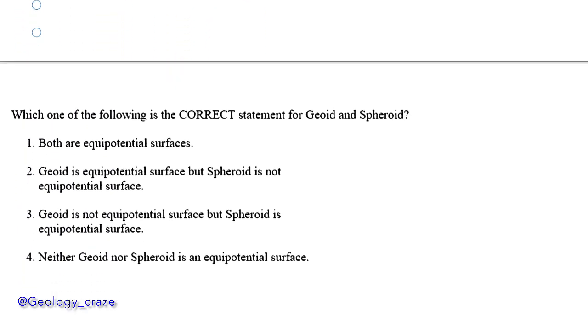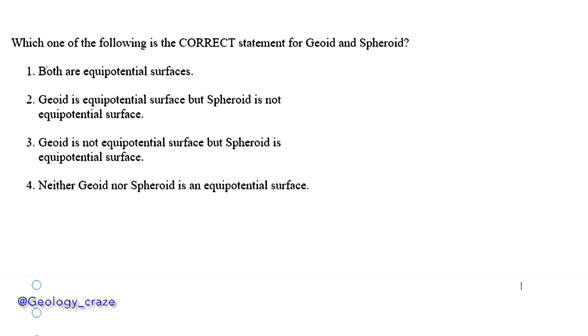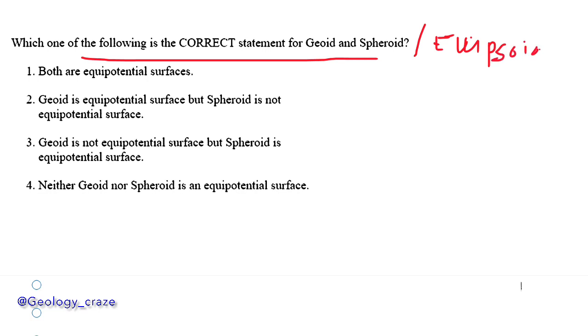So now in the next question, which one of the following is the correct statement for geoid and spheroid? And there is one more term, which we call ellipsoid. So what is the difference between these three terms? I will explain this.